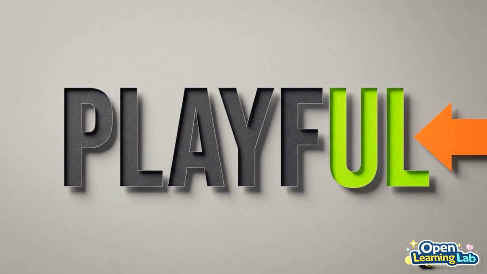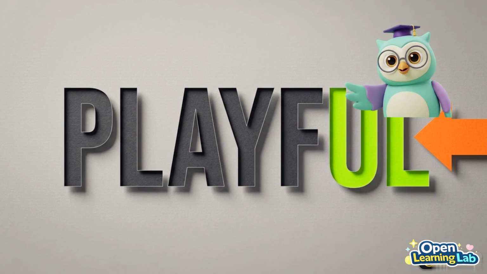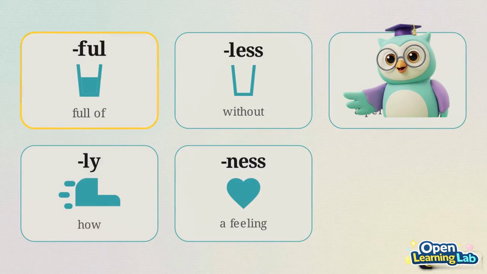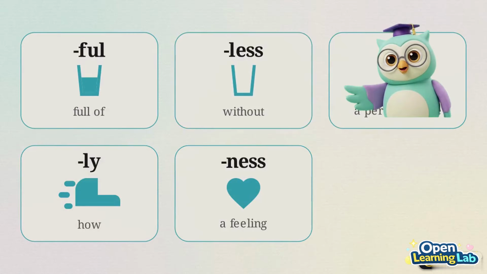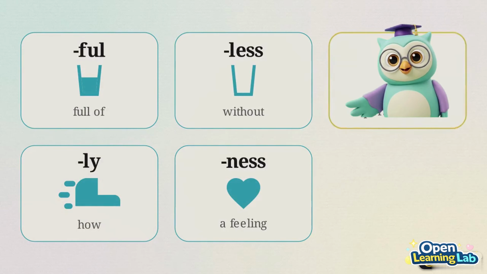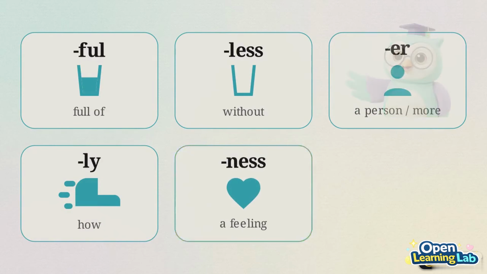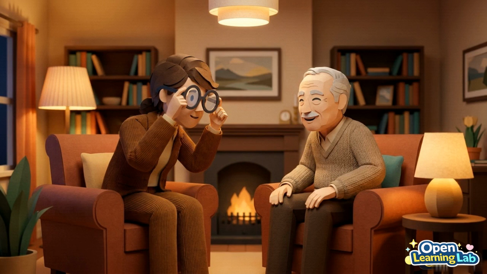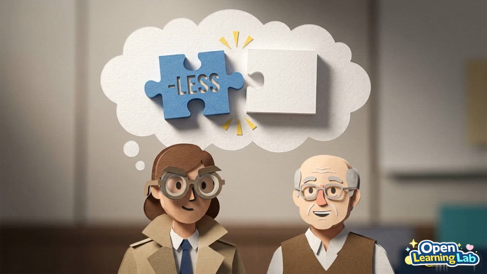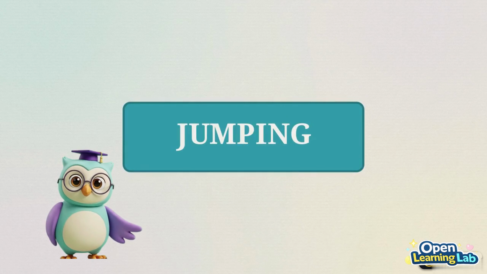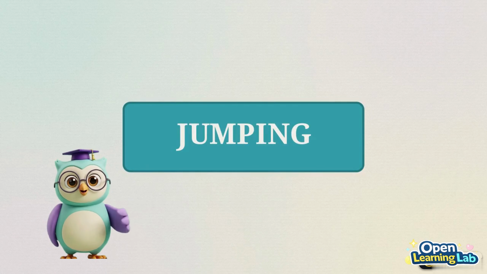Let's lock in the rule we learned. A suffix is a tiny group of letters that you add to the end of a word to change its meaning. As we saw in our grid today, full means full of, less means without, er gives you a person or means more, ly tells you how, and ness turns the word into a feeling. Here is your mission. Ask a grown-up for a base word, then mentally snap a suffix onto it and teach them its brand new meaning.